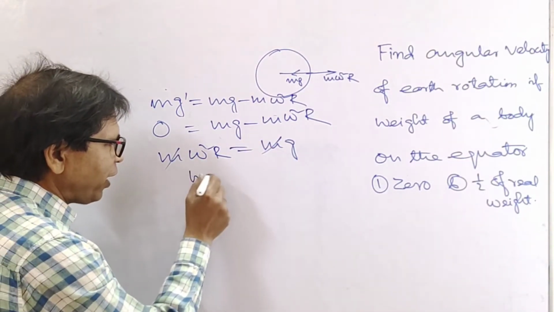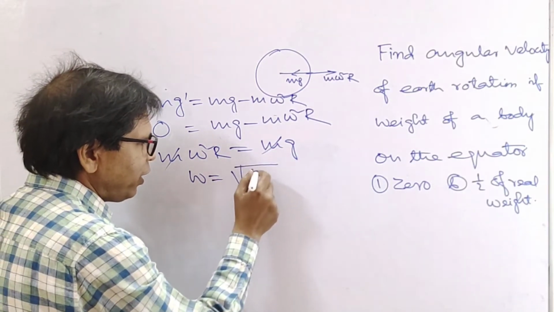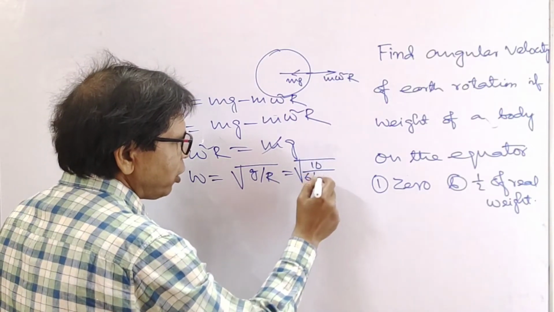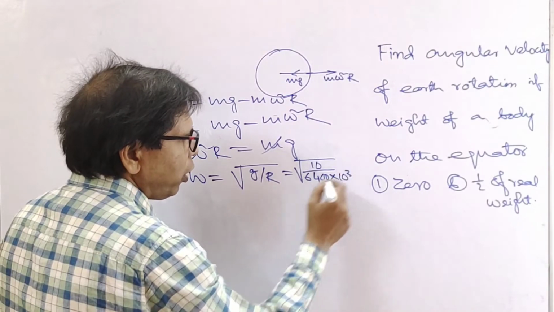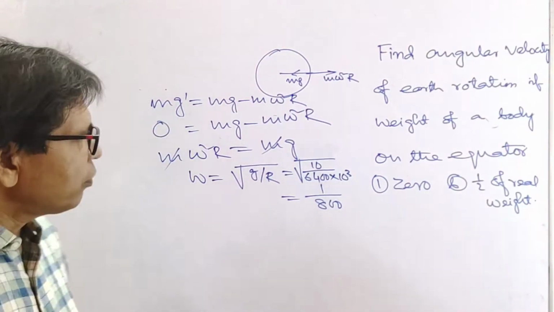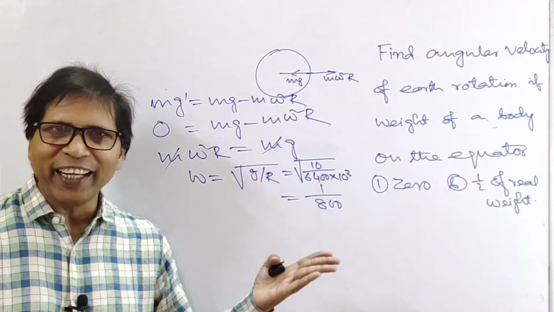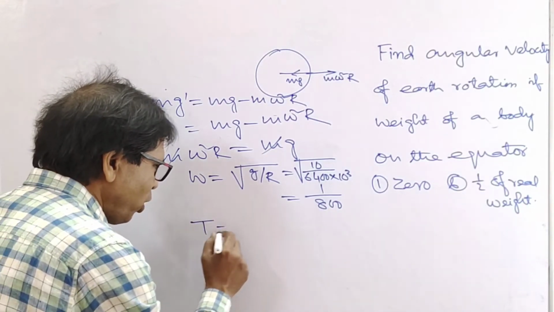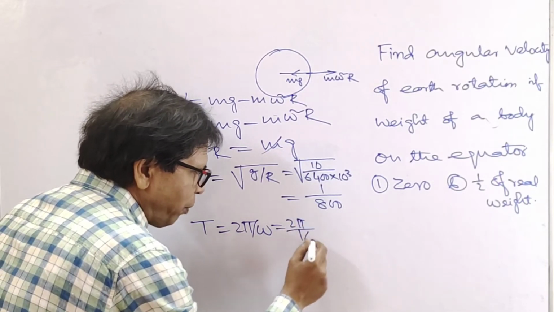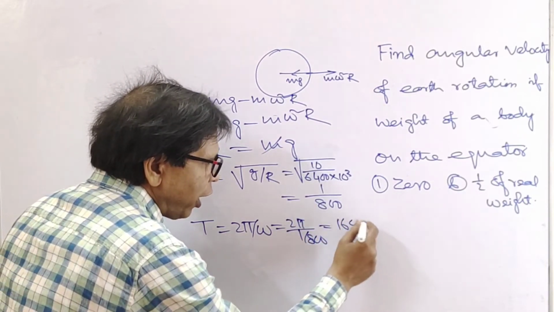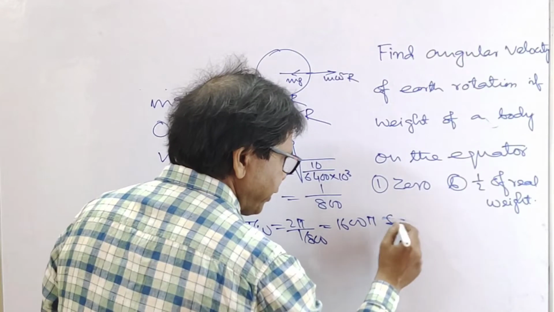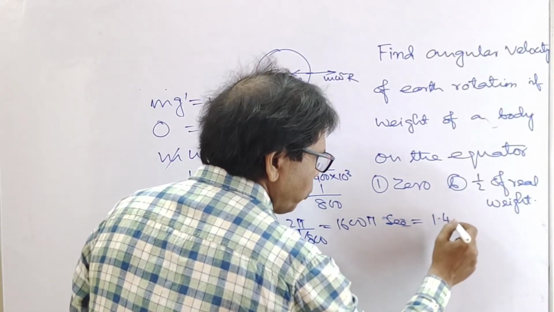So omega equals root of g by r. Now g is 10 and r is 6400 into 10 to the power 3. So this is 1 by 800 radian per second. Now what will be the duration of a day? T equals 2 pi by omega, so 2 pi divided by 1 by 800, which is 1600 pi seconds. Therefore this is 1.4 hour.